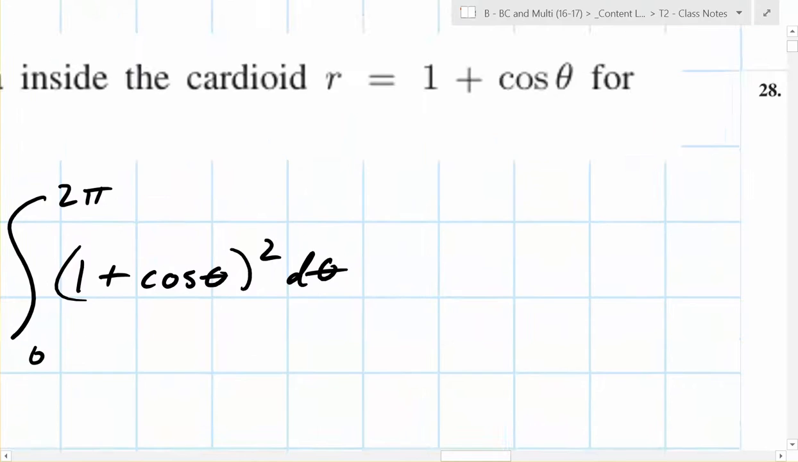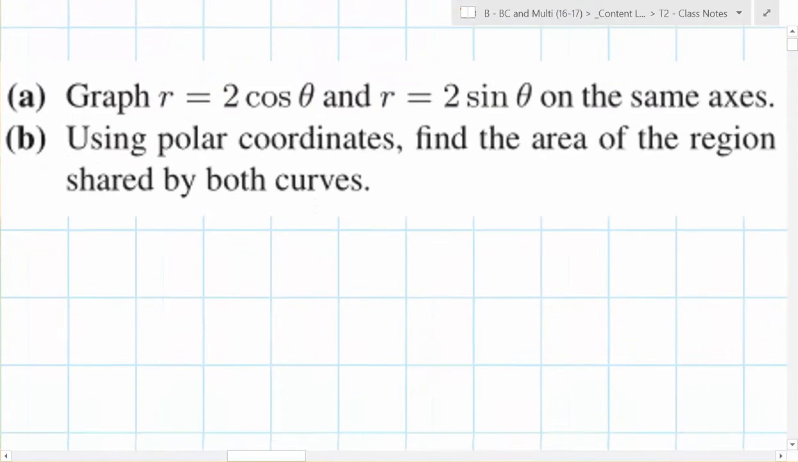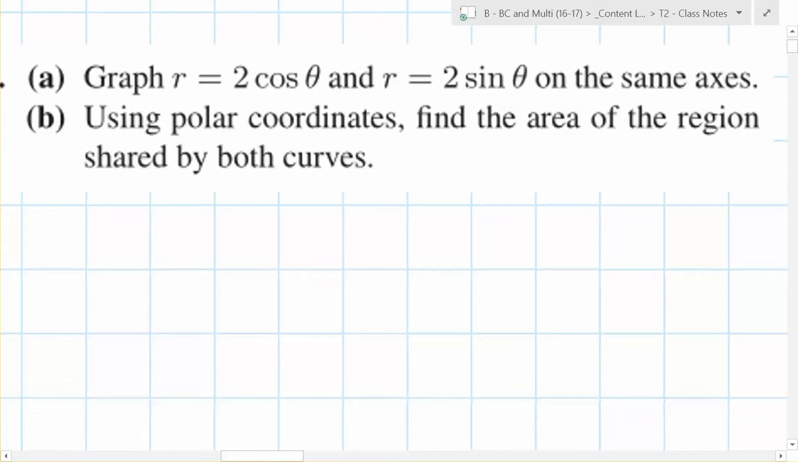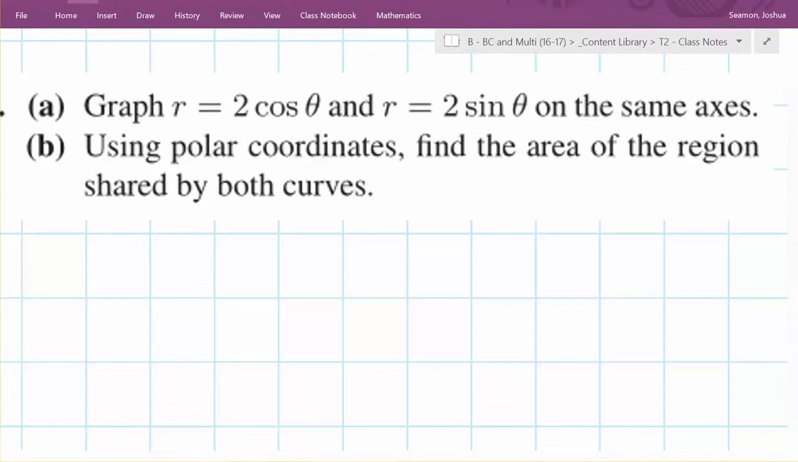Okay, the next one was 35, I think. Did you graph these? What are they? They're circles. How do you prove they're circles? And when I say prove, usually it means go back to Cartesian. How do you prove, for example, that r equals 2 cosine theta is a circle? Express x and y in terms of theta.